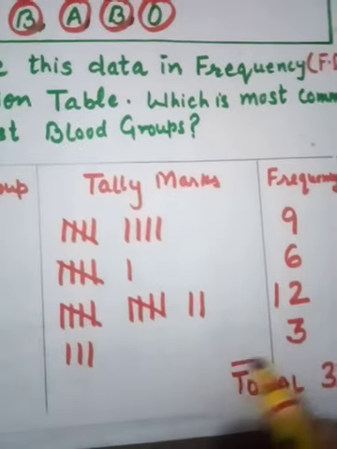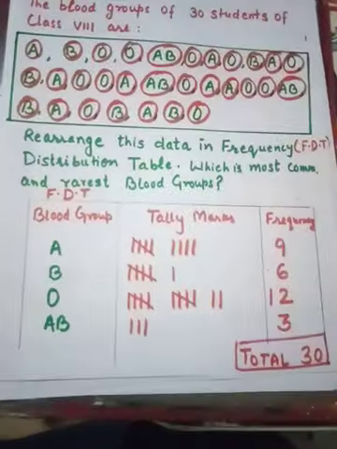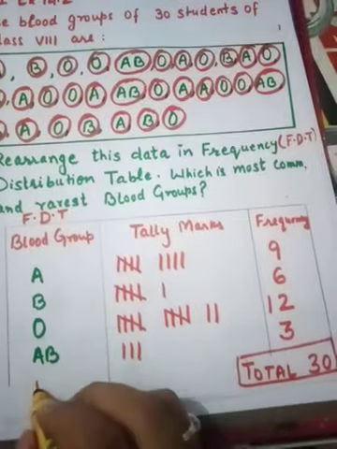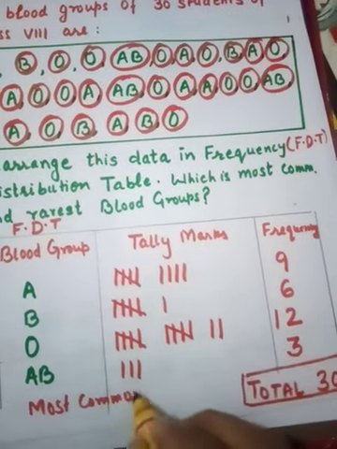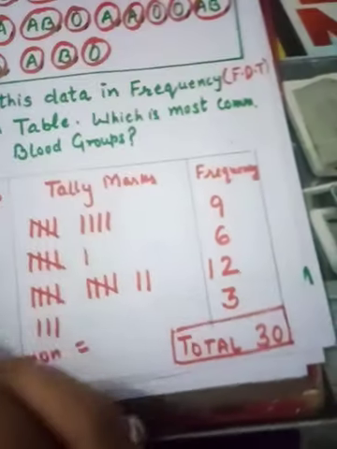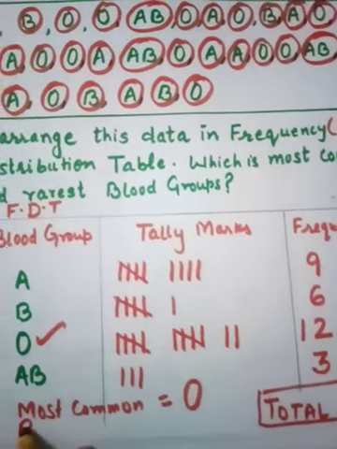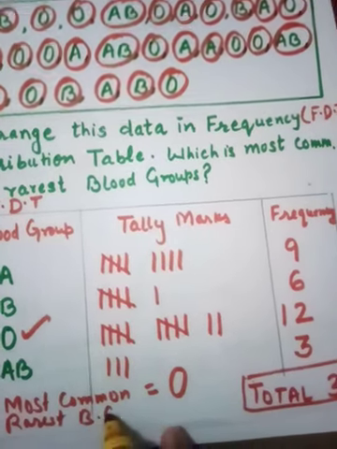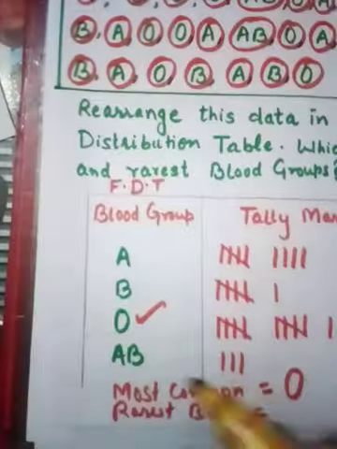So these were the 30 students of class 8th A. Now what were the questions? Which is the most common blood group? You can see in the frequency, the maximum is 12, that is O. And the rarest blood group is the one which has come the smallest number of times, 3 times, which is AB.